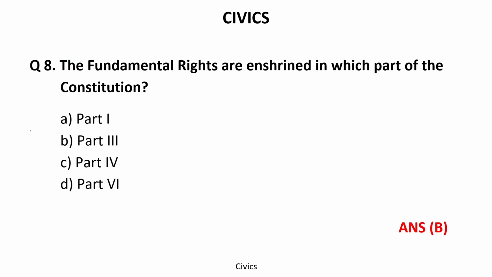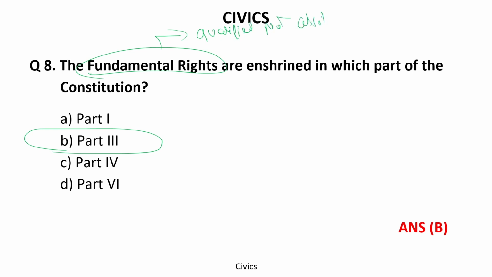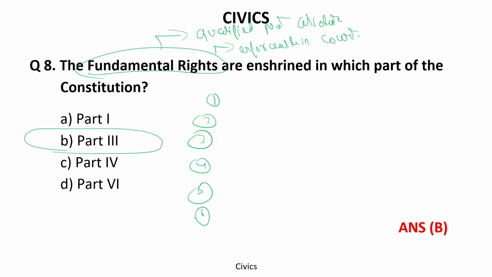The time's up. Correct answer is part 3. Okay. So the fundamental rights, there are 2 things about them. First, they are qualified, not absolute. Second, they are enforceable in court. And there are total 6 fundamental rights which we have.